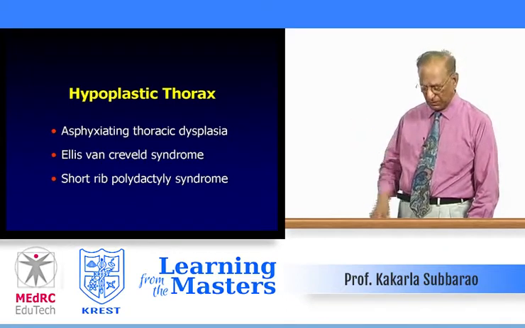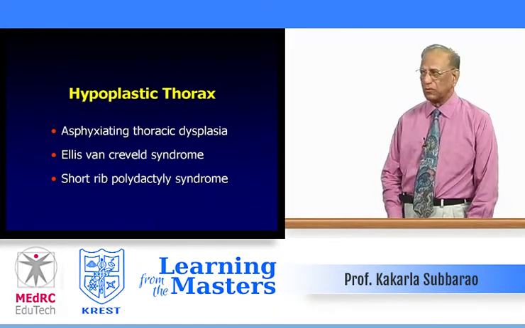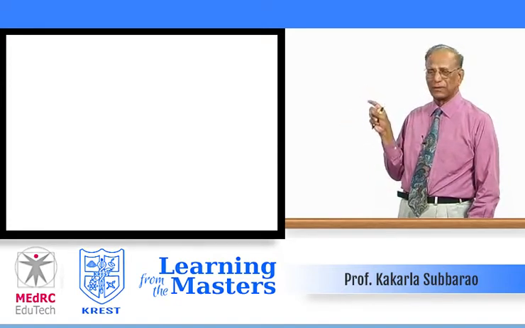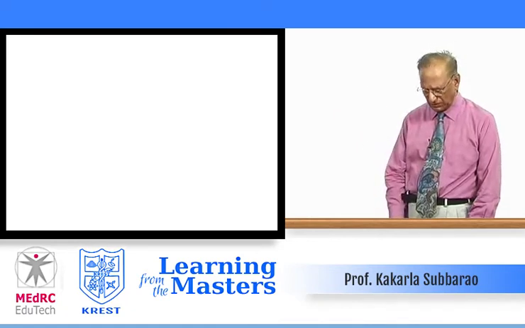Short ribs may be present. This also, the children do not survive for long. Asphyxiating thoracic dystrophy. Look at the narrow thorax. As I said earlier, these children do not survive for long.